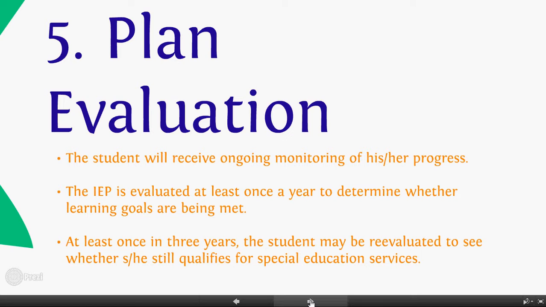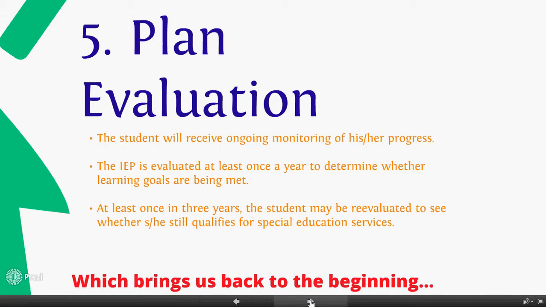Plan evaluation. The student will receive ongoing monitoring of his or her progress. The IEP is evaluated at least once a year to determine whether learning goals are being met. At least once in 3 years, the student may be re-evaluated to see whether he or she is still qualified for special education services. Which brings us back to the beginning.